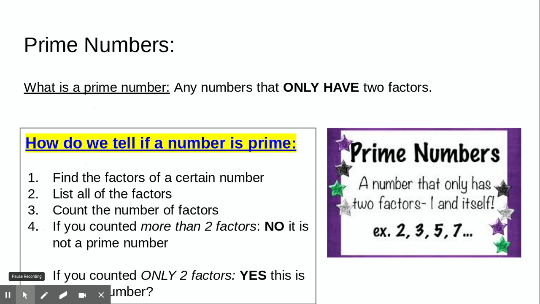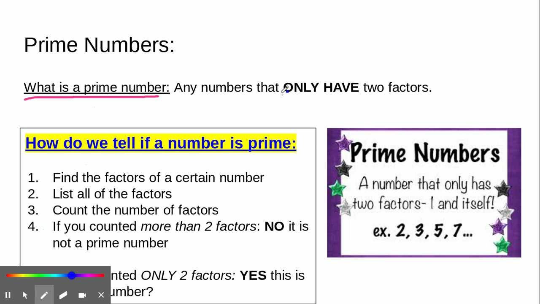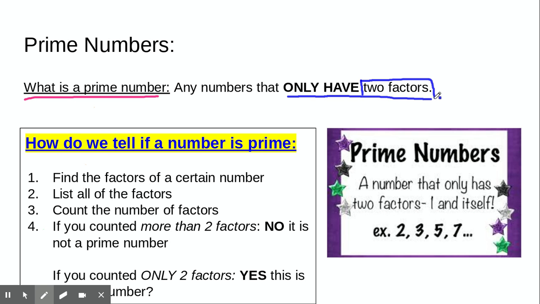All right, moving on to prime numbers. So what is a prime number? A prime number is any number that only has 2 factors. So it only has 2 factors. That's going to be really important to remember. And those 2 factors are 1 and itself.